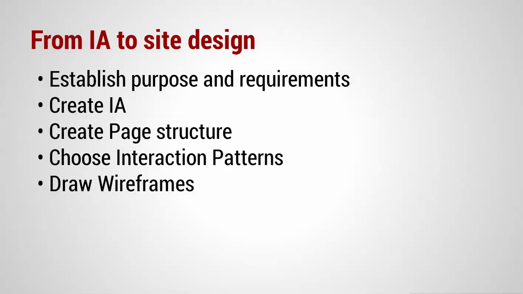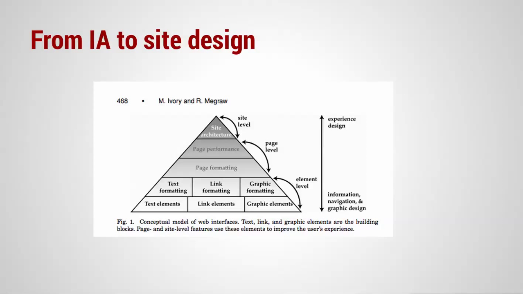So after you create the information architecture, you want to figure out the page structure. This is a helpful graphic from Ivory and McGraw that I think helps explain how these things are related. The site architecture informs the page performance and page formatting, and the pages, what are they made up of? Text elements, link elements, and graphic elements. Now this is kind of interesting because when you create the site, you start with the architecture, and then you draw the pages, and then you figure out what elements go on the page and what order they go in, but the user actually experiences the site as a collection of text, links, and graphics. So they're looking at it from the opposite direction.